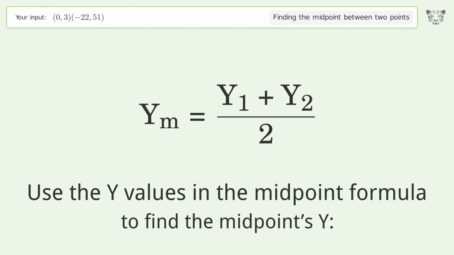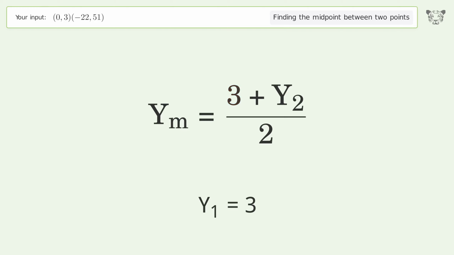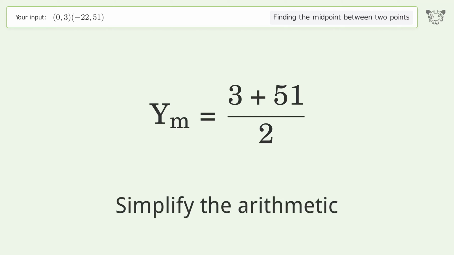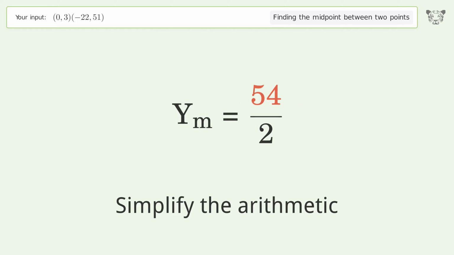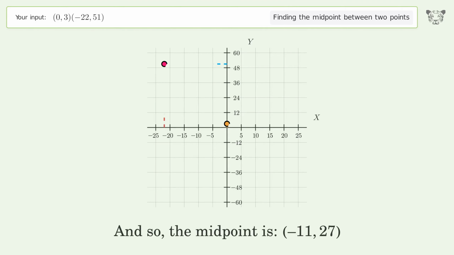Use the y values in the midpoint formula to find the midpoint's y. y1 equals 3. y2 equals 51. Simplify the arithmetic. And so, the midpoint is negative 11, 27.